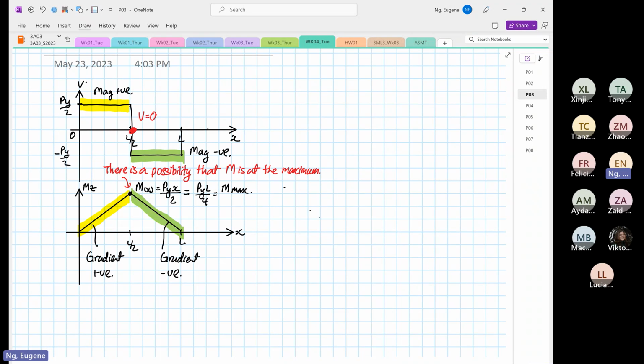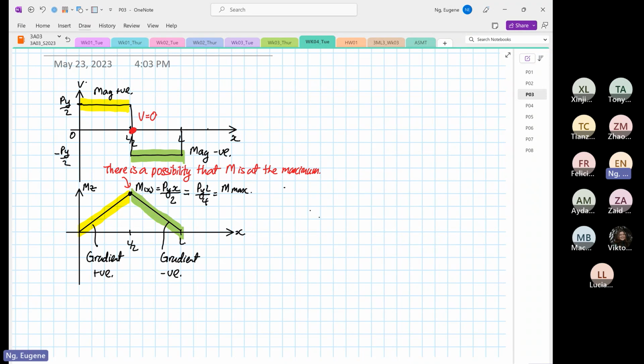Just a quick recall, when you do bending, you need somehow to remember your shear force and bending moment diagram. For this case, the bending moment diagram is more important. So just to quickly recap, number one, when the magnitude of the shear force is positive, the gradient of the bending moment is positive. If the magnitude of the shear force is negative, the gradient of the bending moment will be negative. The next thing to take note of is that when the shear force is equal to zero, there is a possibility that the bending moment is at its maximum.